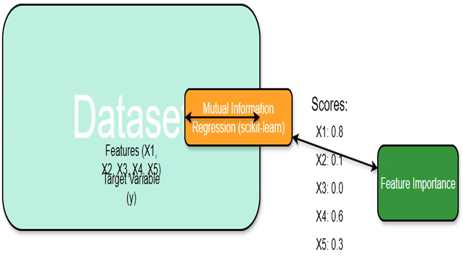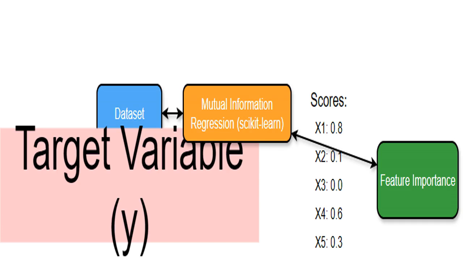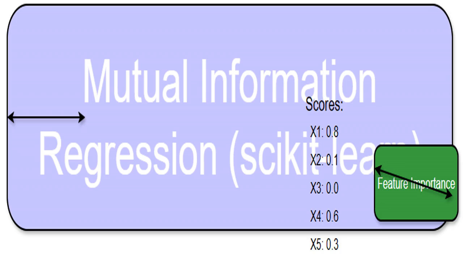I have a collection of data with multiple pieces of information. These are the different characteristics I'm studying, 5 to be exact, labeled as X1 through X5. This is what I'm trying to predict. It's a number, not a category. I'm using a specific tool from Sklearn, a popular Python library, to do the feature selection. Sklearn provides many helpful functions for machine learning.